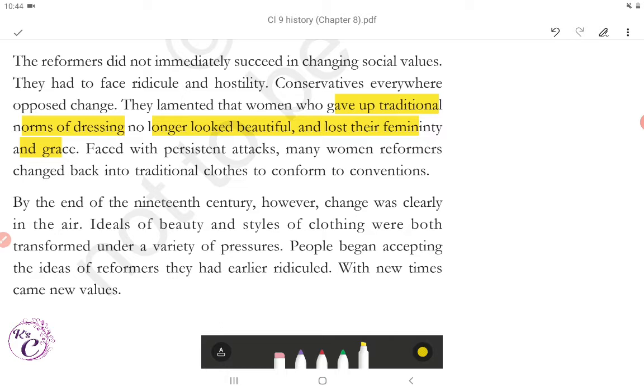By the end of the 19th century, however, change was clearly in the air. Ideals of beauty and styles of clothing were both transformed under a variety of pressures. People began accepting the ideas of reformers they had earlier ridiculed. With new times came new values.